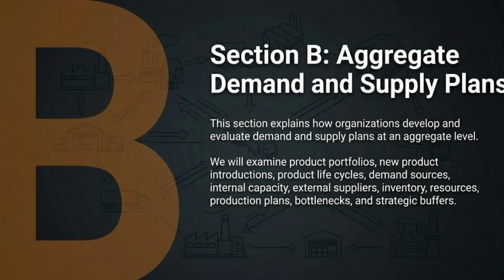Section B, Aggregate Demand and Supply Plans. This section explains how organizations develop and evaluate demand and supply plans at an aggregate level. We will examine product portfolios, new product introductions, product life cycles, demand sources, internal capacity, external suppliers, inventory, resources, production plans, bottlenecks, and strategic buffers.